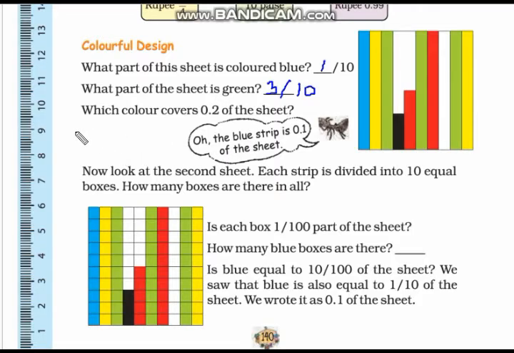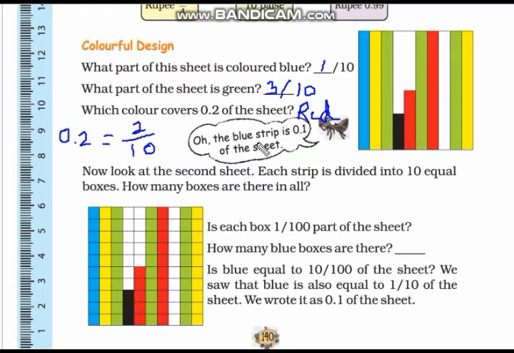Then, which color covers 0.2 of the sheet? Children, as we know, 0.2 is in decimal form. If we convert it into fraction form, it will be 2/10. So here which color are 2 strips? You can see here red color. So red color covers 0.2 of the sheet.